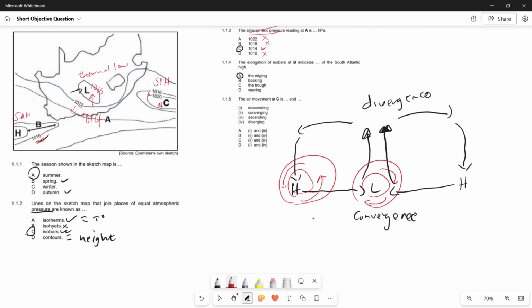So with this having been said, air inside pressure C, which is a high pressure, is descending, that we can conclude, and it is diverging, since you can see the upper air divergence towards a high pressure. So it's diverging and descending, which are options 1 and 4. Option D.